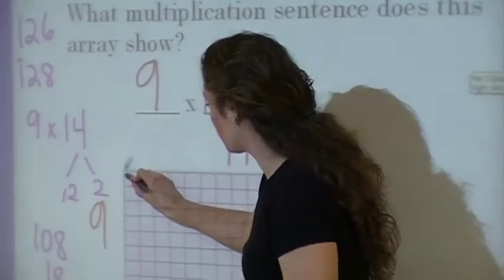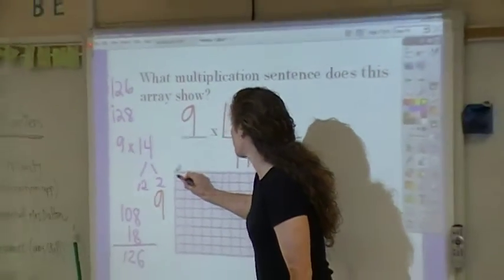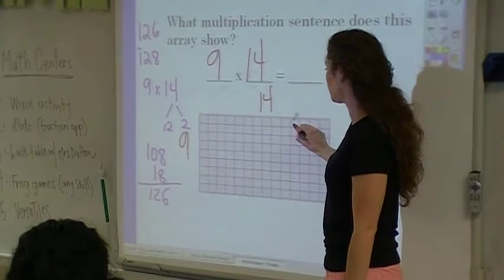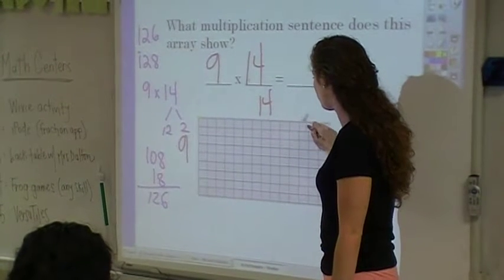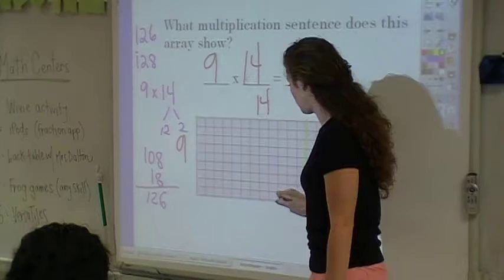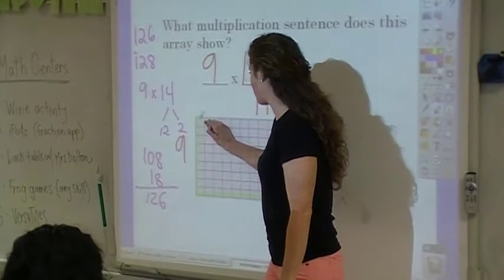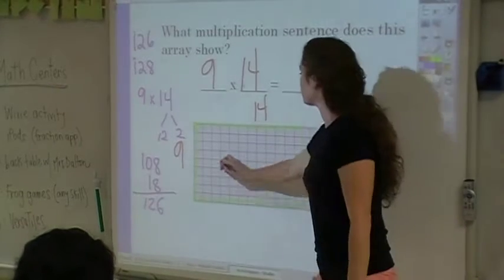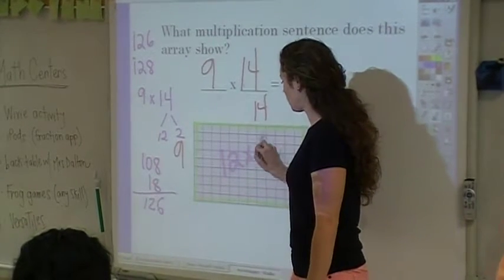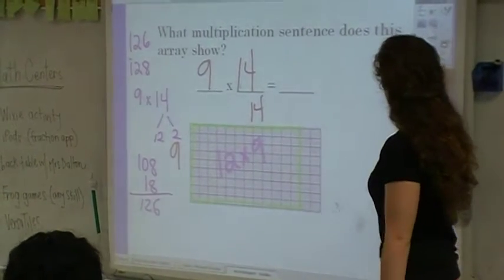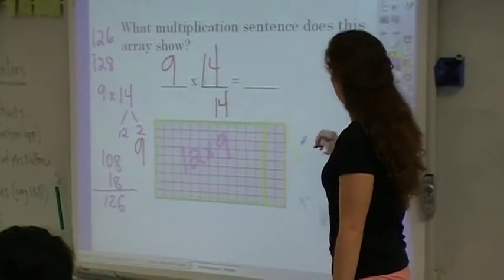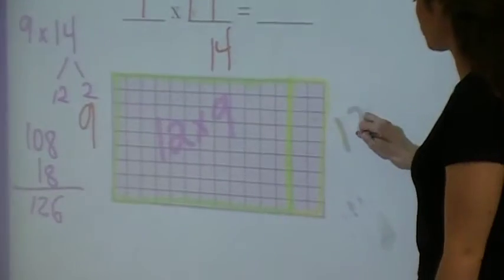All right, let me show you this on here really quickly. So he did 1, 2, 3, 4, 5, 6, 7, 8, 9, 10, 11, 12 times 9. Do you agree with that? Yes. 12 times 9. Hold on one sec. And then 12 times 2. And you add them. You can't do that. 12 times 2. Hold on one second.